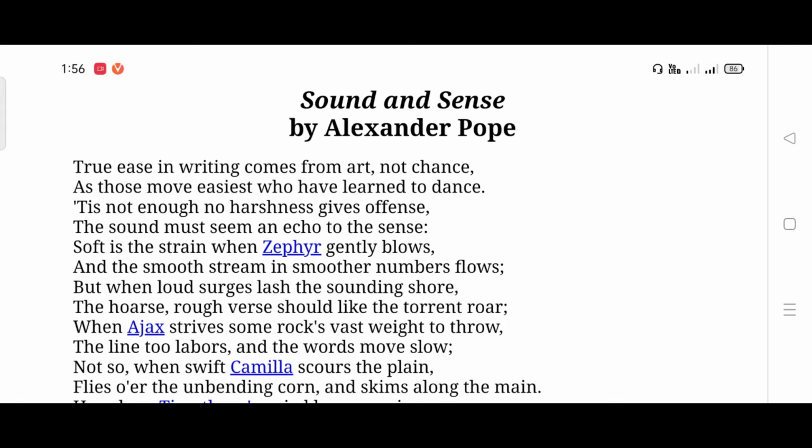Like the poetry should be as effortless as Ajax. Now, Ajax is a mythological figure in Greek mythology. He was very strong, strongly built. He has super strength. He used to pick up and lift rocks and throw them like they are pebbles.